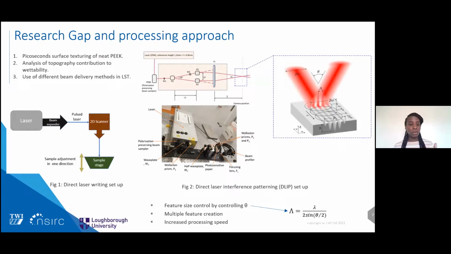The one you see at the bottom left is the case where you have the laser beam directed on the material surface without any obstruction along the beam path. The one on the right is where you have the collimated beam going through a beam splitter, and the beam is split into different sub-beams and reconverged on the material surface. This process gives you flexibility in controlling the size of the features by varying the angle of convergence of the sub-beams.